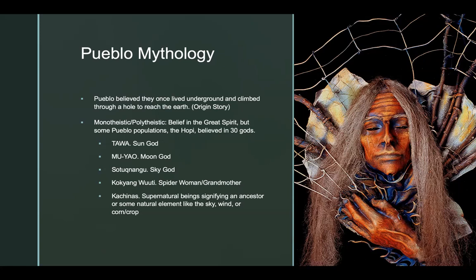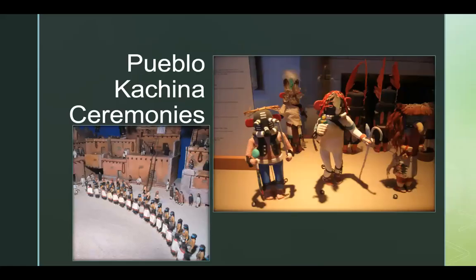There's something called the Kachinas. They're supernatural beings. This is the animistic element, signifying an ancestor or some natural element like the sky, wind, or corn or crop. So it's a bit polytheistic. It's a bit animistic as well. And you have Kachina dolls, which is on this slide, the Pueblo Kachina ceremonies.